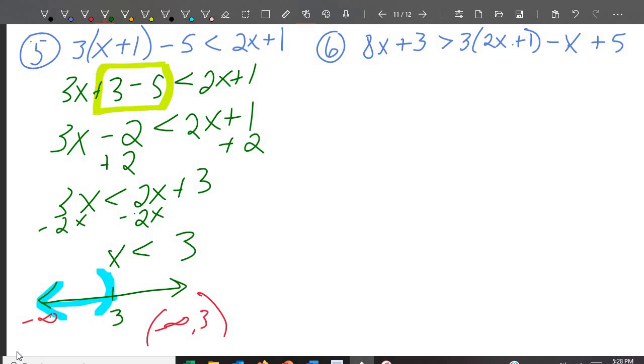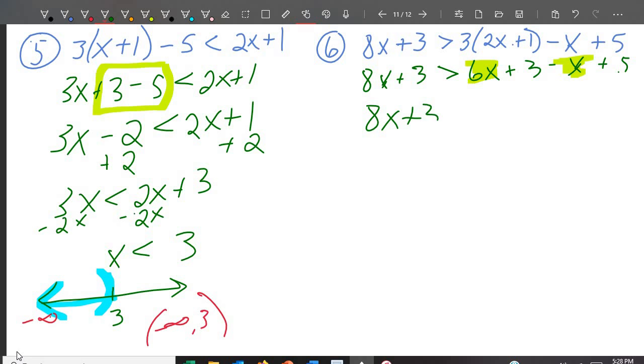Alright, number 6, we don't have to do anything on the left side, but on the right side we have to do the distributive property. 6x plus 3 minus x plus 5. On the right side, I have 2 terms with an x. So we're going to combine those 2 terms together on the right side to get 5x. And also notice I've got a positive 3 and a positive 5 I can combine together. So we're going to get positive 8.